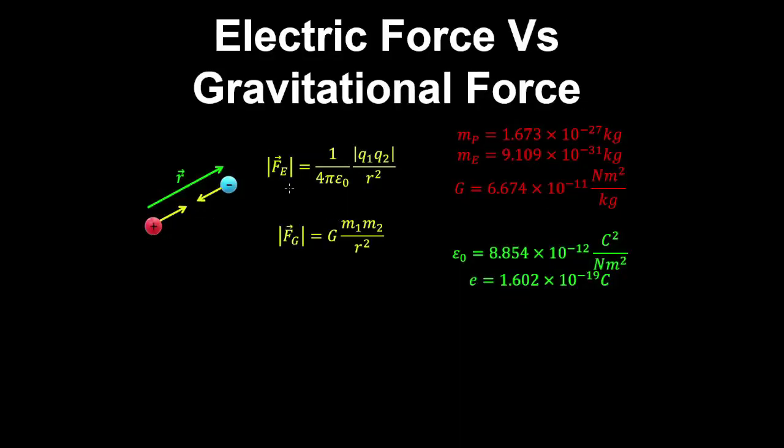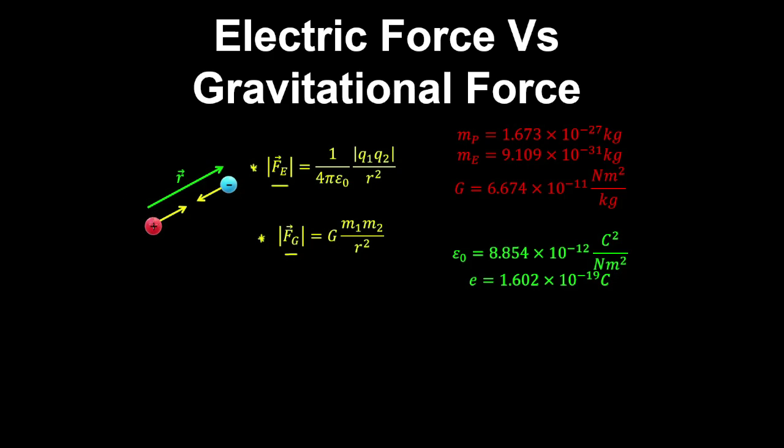As we've seen previously, electrostatic forces can be attractive or repulsive based on the sign of the charge, whereas gravitational forces are always attractive. For any two objects that have a mass and electric charge, the magnitude of the gravitational force is a lot smaller than the magnitude of the electrostatic force.